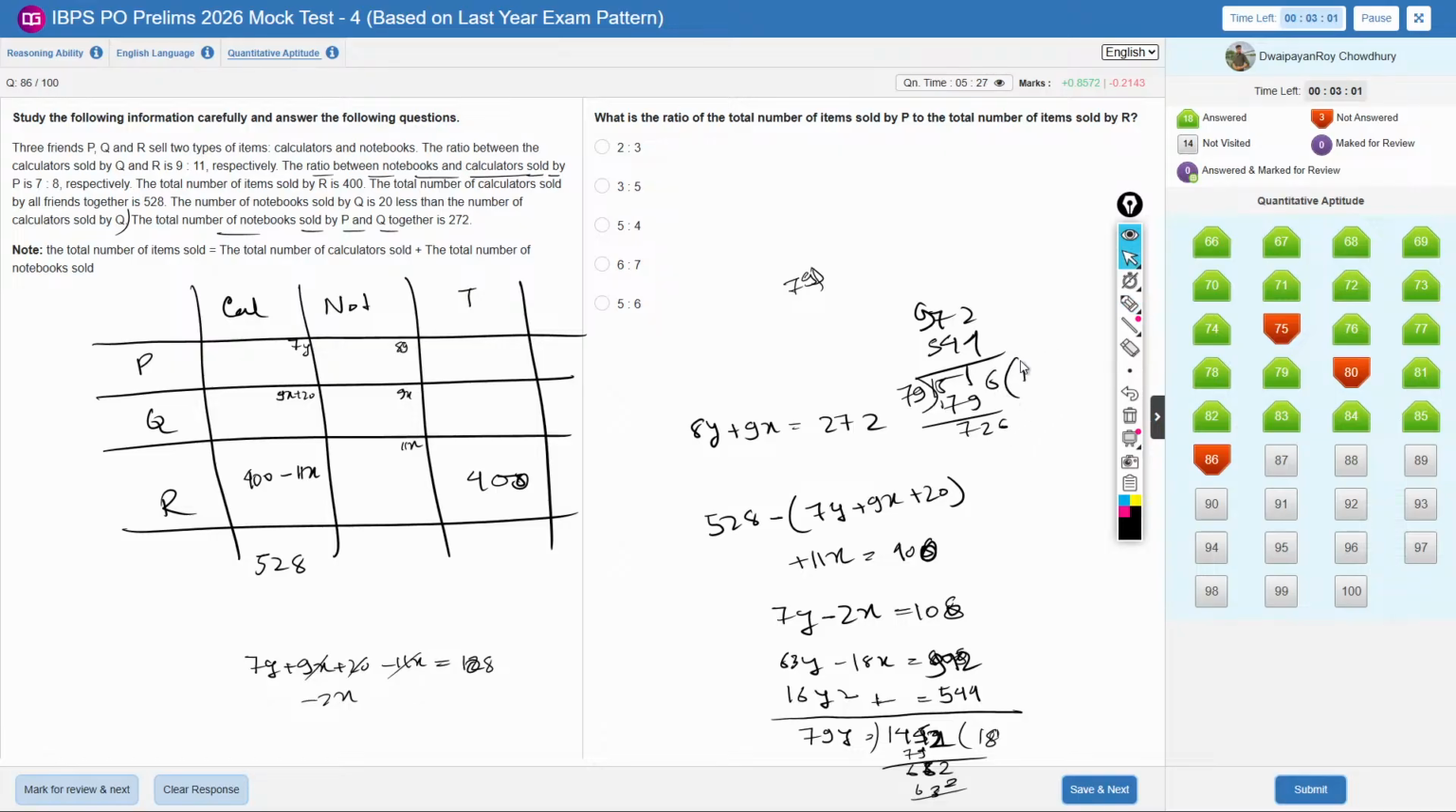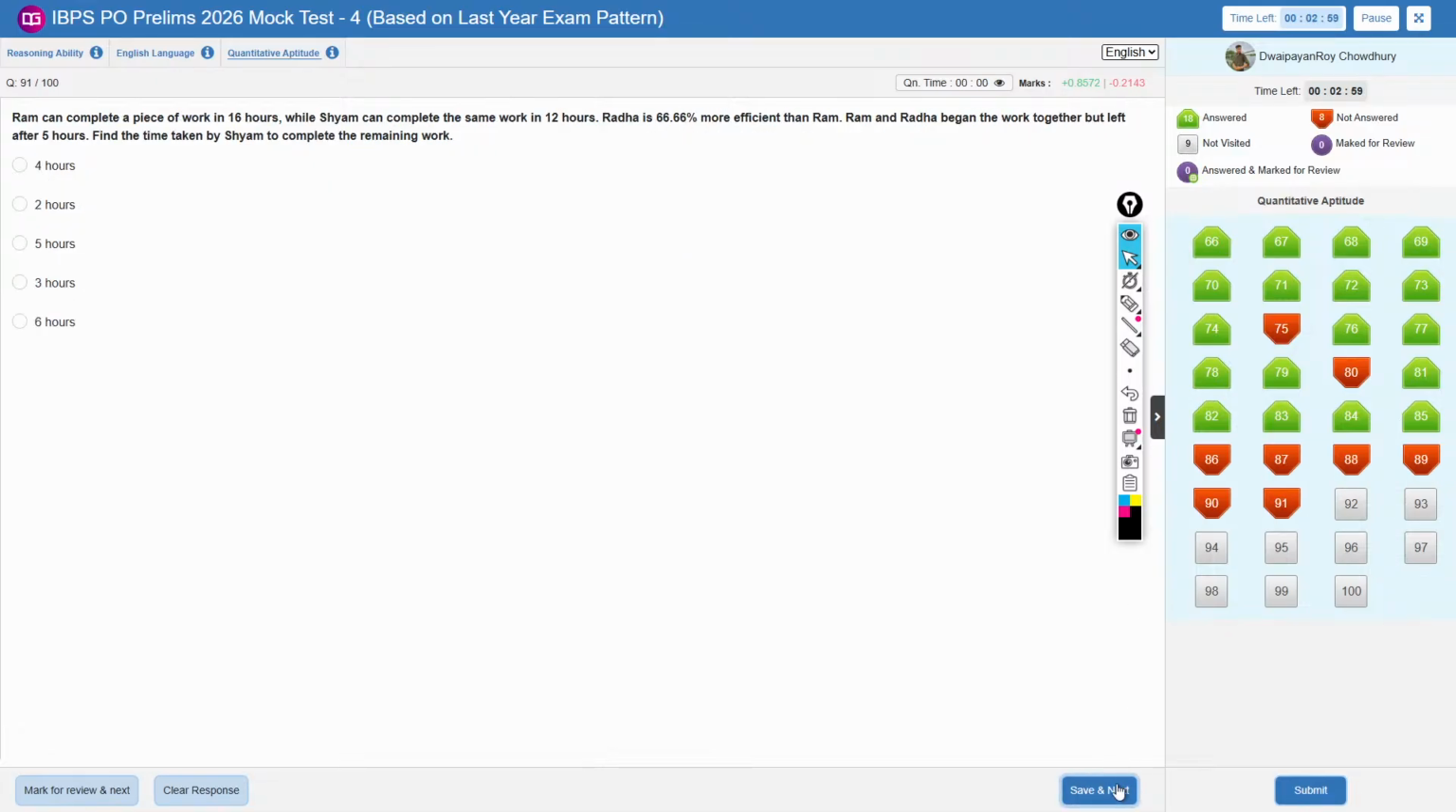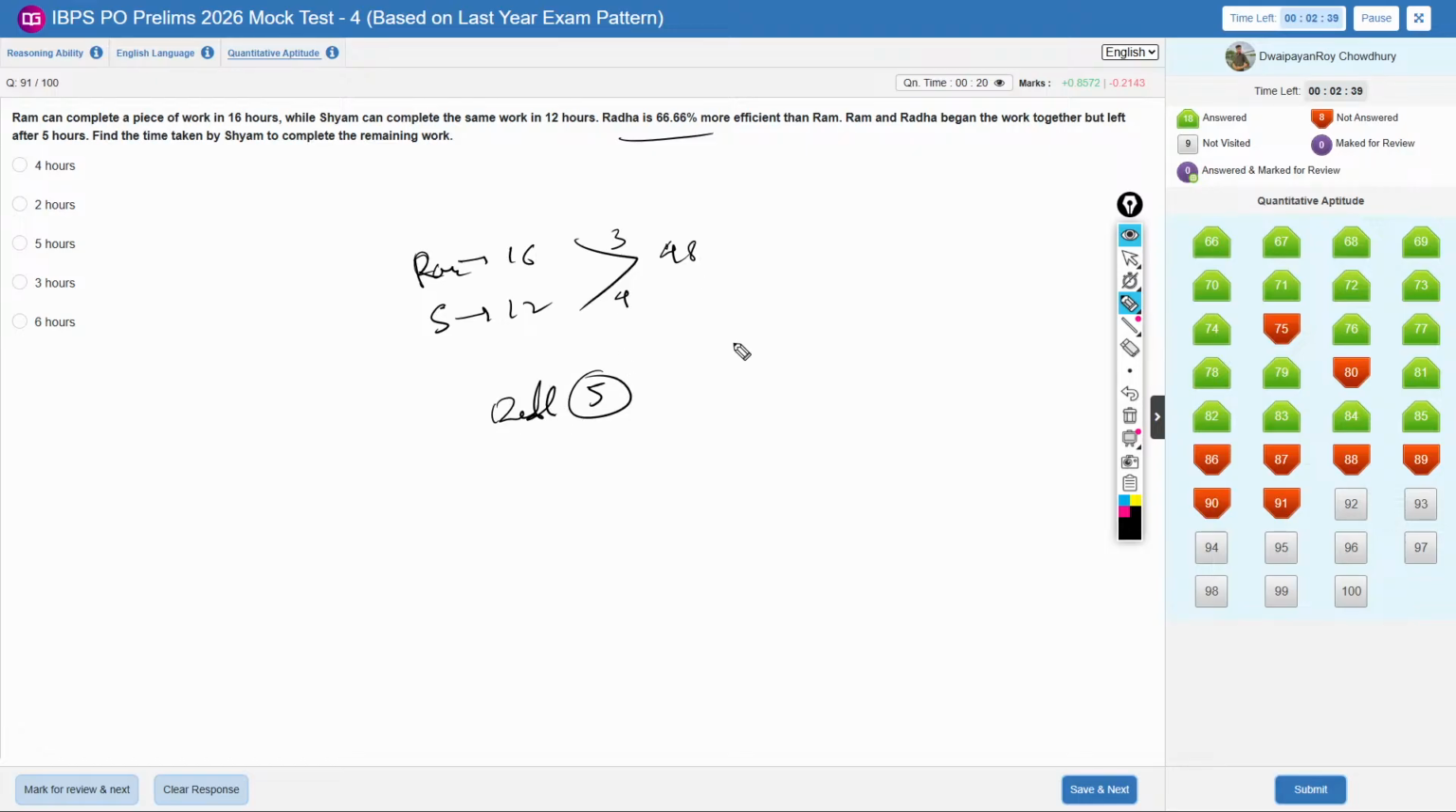Okay, completely skipping now. Ram can complete a piece of work in 16 hours. Shyam can do it in 12 hours. Radha is... the total work can be taken as 48. So 3, 4. Radha is 2 by 3 more efficient than Ram. Ram and Radha began the work but left after 5 hours. So 40 done. Shyam to complete the remaining work, 2 hours.